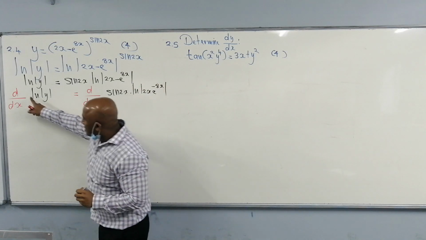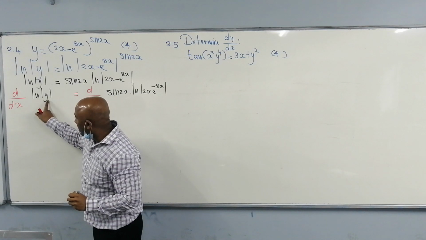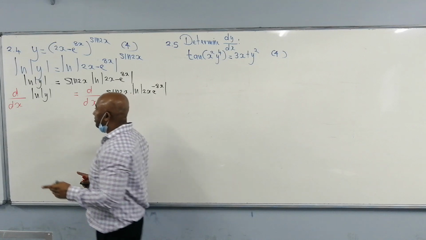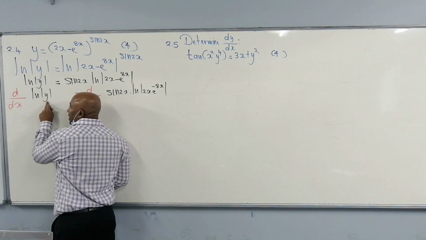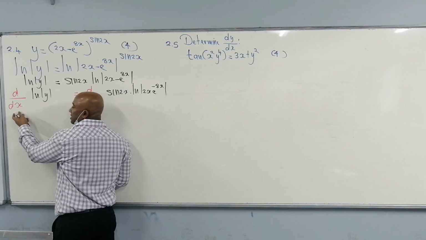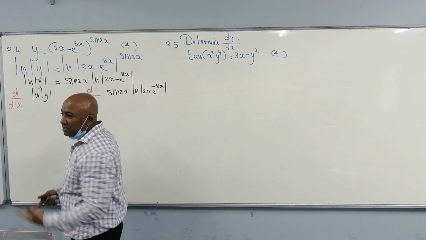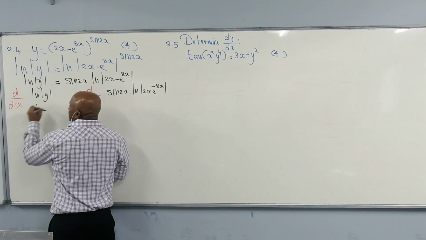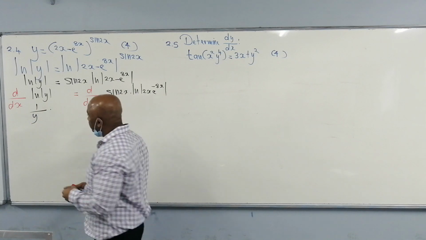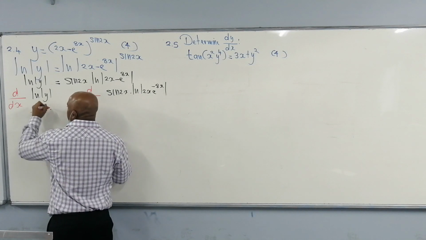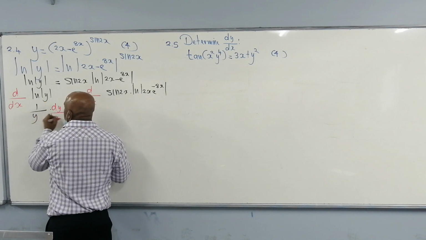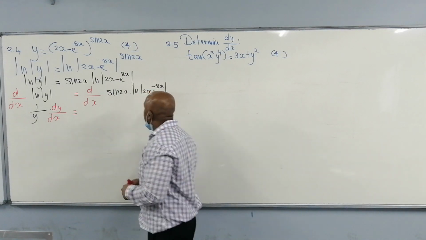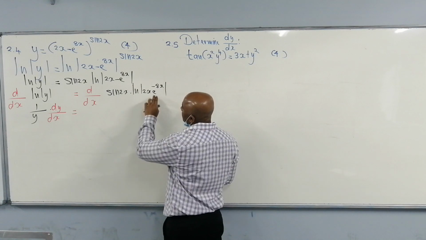Right, so d over dx of ln y. This is implicit differentiation. Because I need to differentiate y, but I'm differentiating with respect to x, I'll differentiate ln y as usual. So the derivative of ln y is going to be 1 over y. But what do I multiply by? I need to multiply this by dy over dx. That is implicit differentiation.